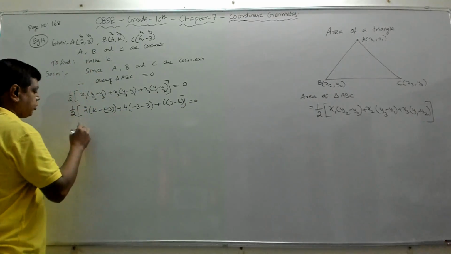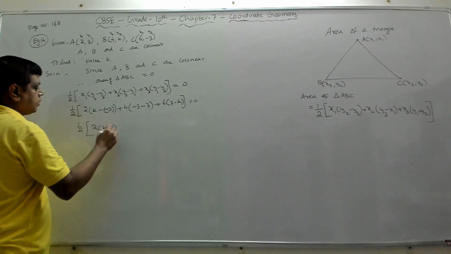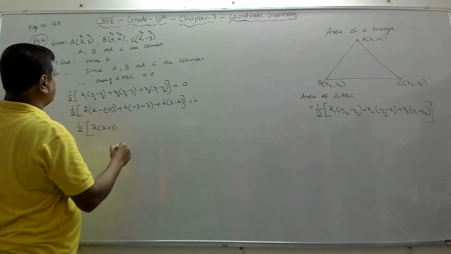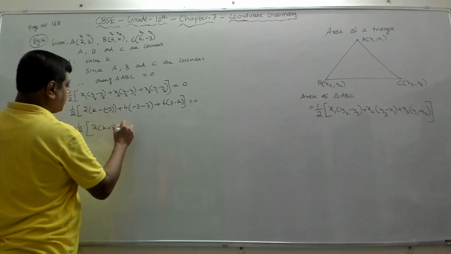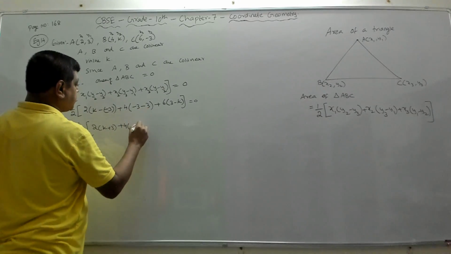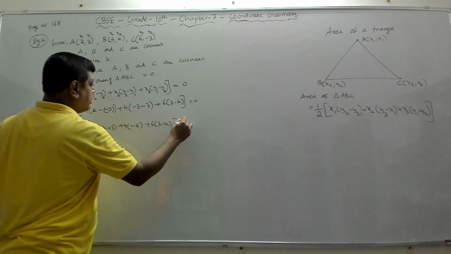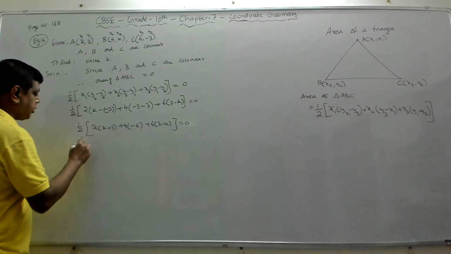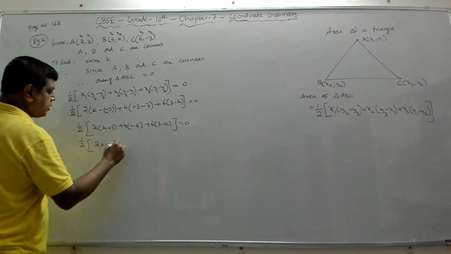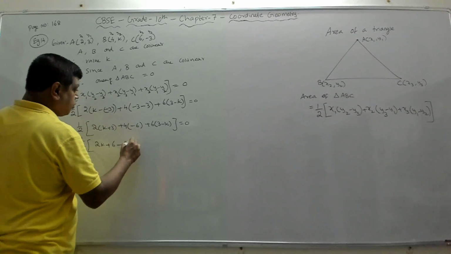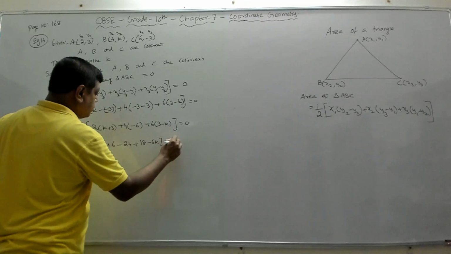That is equal to 1 by 2 of 2 into k plus 3, then plus, so it becomes minus. Okay, I'll put plus. Minus 3 is minus 6, plus 6 into 3 minus k, equal to 0. Now let's multiply. So 1 by 2 of 2 into k, 2k, plus 2 3s are 6, minus 4 6s are 24, plus 6 times 3 is 18, minus 6k equal to 0.